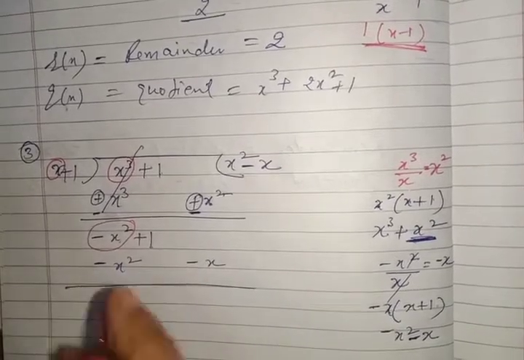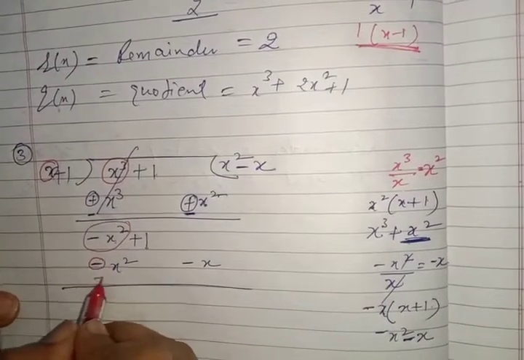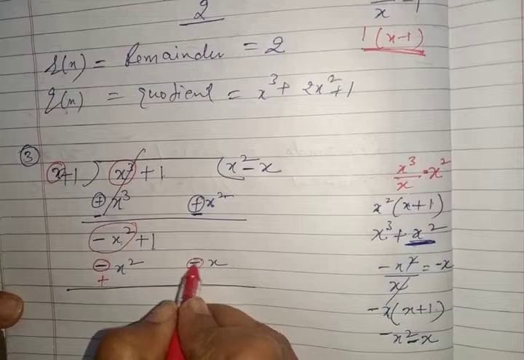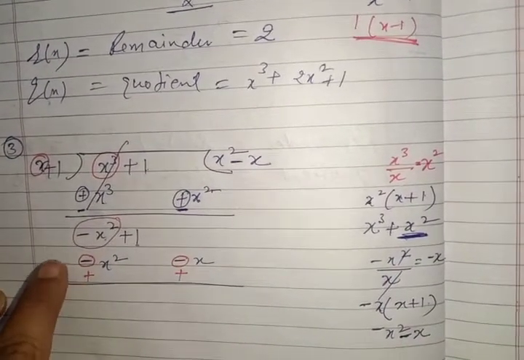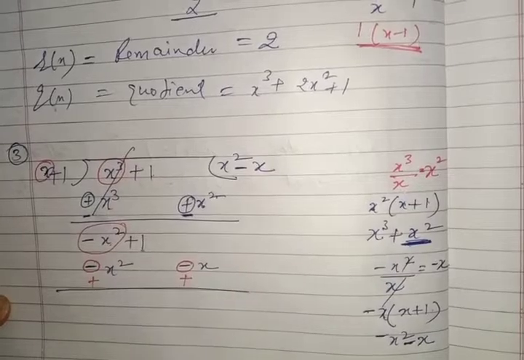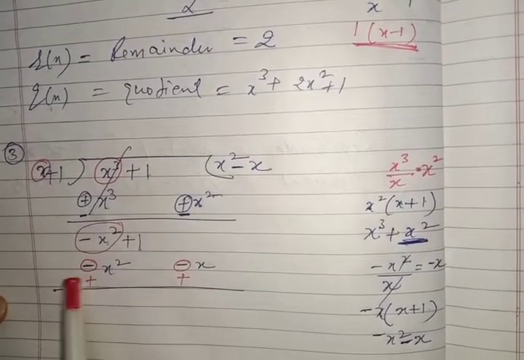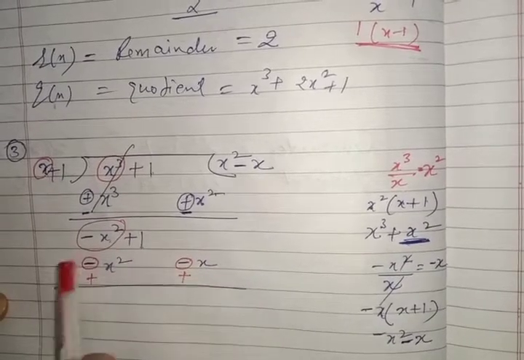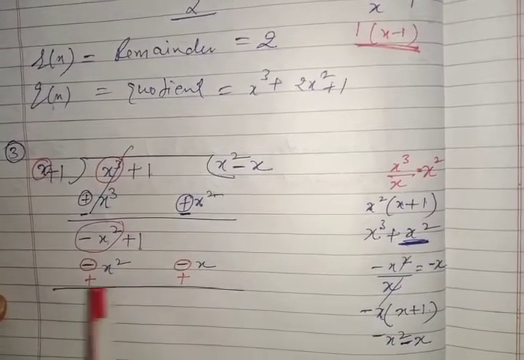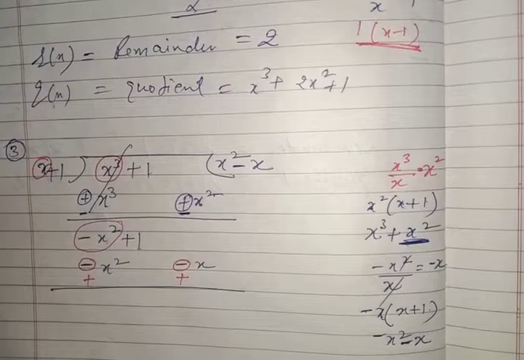Again we will change the sign. Sign of this is minus, it will become plus. Sign of this is minus, it will become plus. We will change sign of the second line here. Which is the second line? We will change sign of both. This is in the second line. These two numbers are in the second line, so we will change the sign of both.